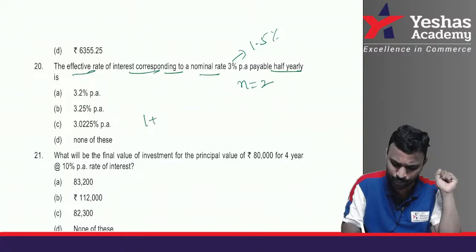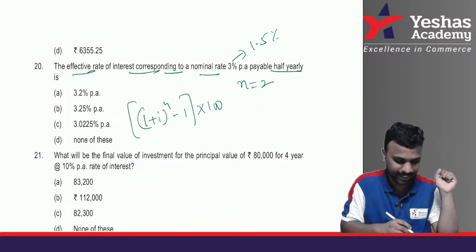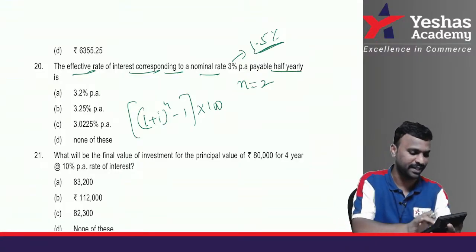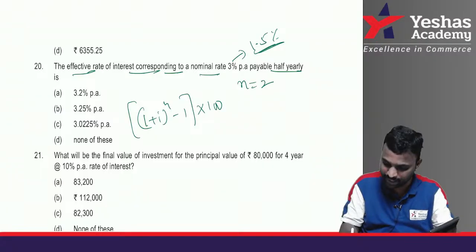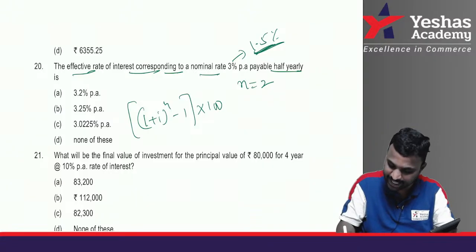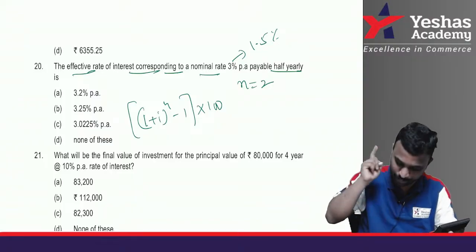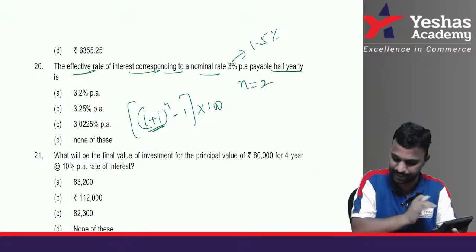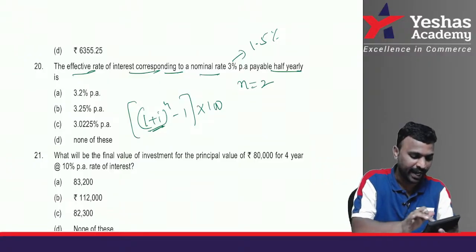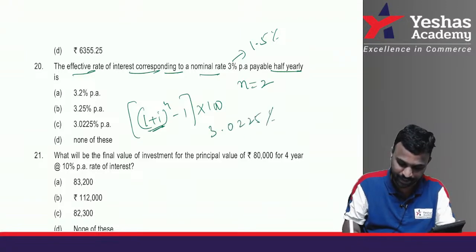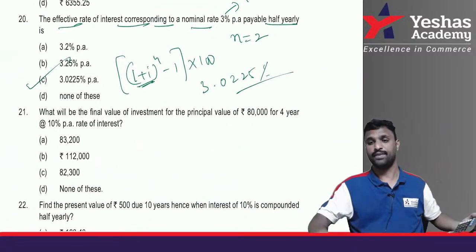So what is the ERI formula? (1 plus i) whole power n, minus 1, into 100. Yes or no? So 1 plus i, where i is the percentage as a decimal, so 1.015. After the decimal point, there should be a 0 followed by the digits of the percentage. So 1.015 is the 1 plus i value. Raise the power to 2. Press into, press equal, then do minus 1 into 100. The result is 3.0225%. Option C is the right answer.